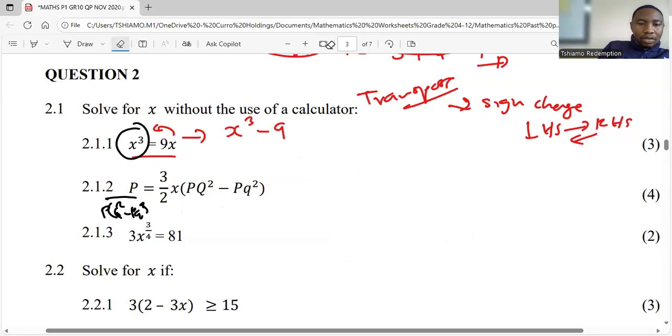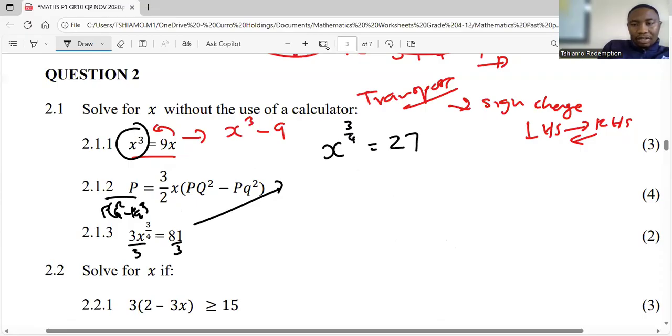Okay, now look at this question. What is the first thing you do? You divide both sides by 3. What is 81 divided by 3? 27, I think. 81 divided by 3, so 81 over 3 becomes 27.